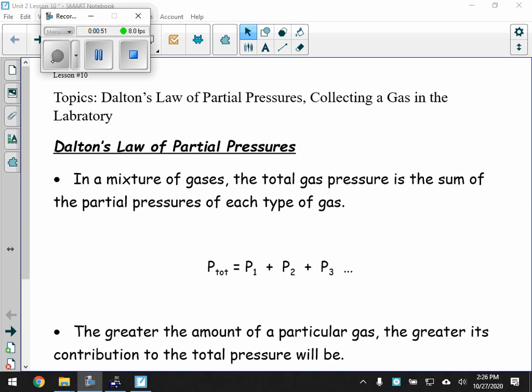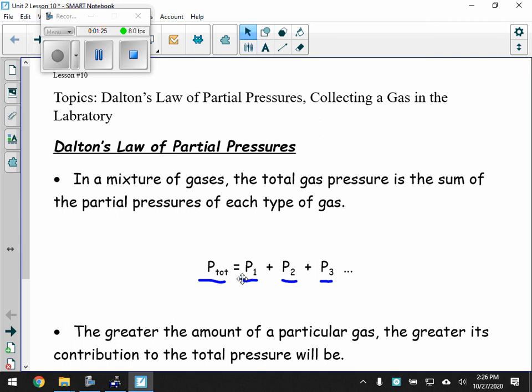But what they're saying is this: if I wanted to figure out the total pressure of this room, I would figure out the pressure of the oxygen gas, the pressure of the nitrogen gas, and the pressure of the carbon dioxide gas, and I'd add those three together, and that would be the total pressure inside this room. That's all Dalton's law of partial pressures is. We add up what we call the partial pressures, these partial pressures here, and however many more I need to, and we get the total pressure.